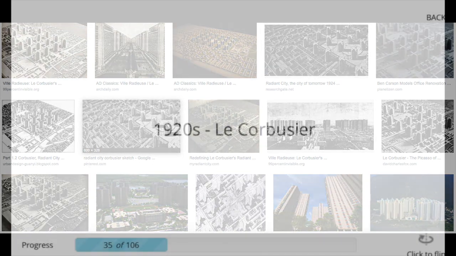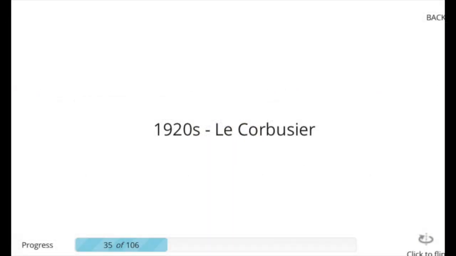The blocks of housing were laid in long lines, stepping in and out. They had roof terraces and running tracks on the roof.